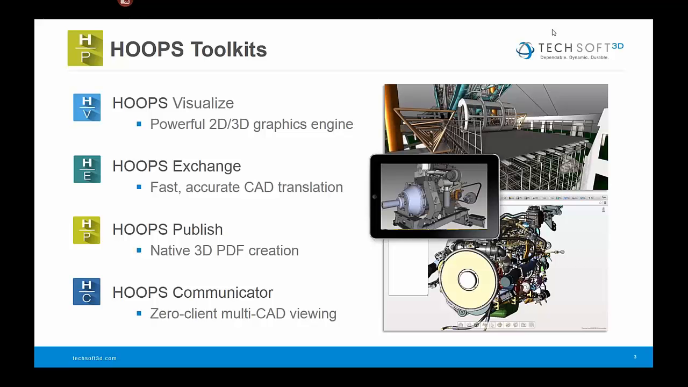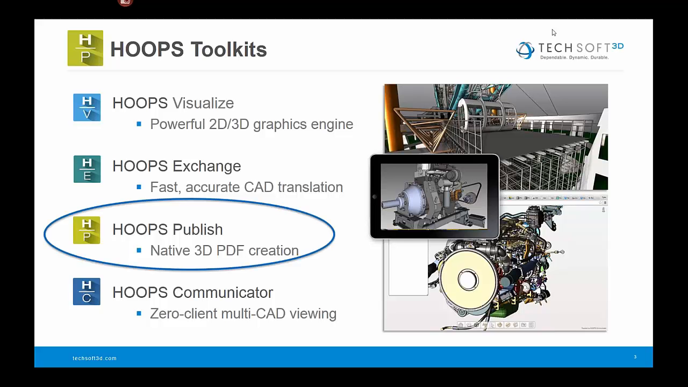And that really is the case with all of our different SDKs, enabling you to create very compelling applications from Hoops Visualize, which allows you to visualize 3D data on desktop and mobile. Hoops Exchange, which allows you to read over 20 different CAD file formats natively into your application, now available in part on mobile architectures. Today, we're going to be talking about Hoops Publish. This is our native SDK for publishing rich 3D PDFs. And then also Hoops Communicator, which is a zero-client multi-CAD viewing application for web viewing of your data in 3D.